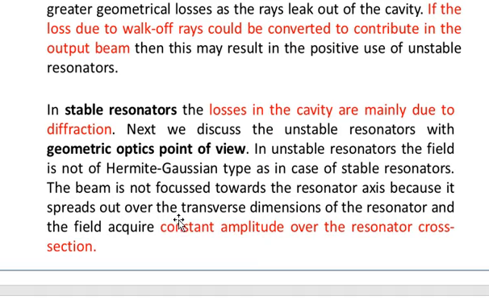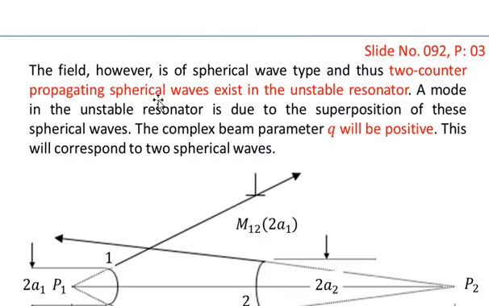So you see that in the unstable resonators, we have the contributions from both the axial field and the non-axial field. So both contribute at the transverse dimensions of the resonator, and the field acquires constant amplitude over the resonator cross section. The field, however, is of spherical type, and the two counter-propagating spherical waves exist in the unstable resonator.